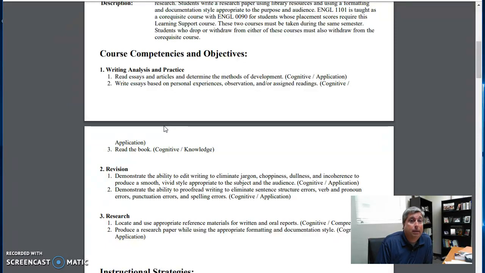But that's all we're doing. We're writing and revising. Notice the 3 competencies, 3 objectives: writing, revising, and then we will write a research paper at the end. So that's all it is. If you're a good writer, if you like writing, you should have it made.